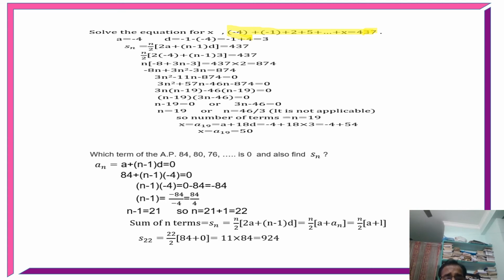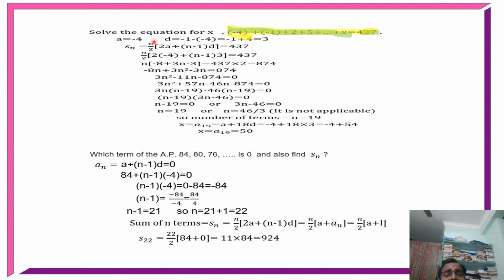Then we have to find whether we can do it in this way or not. The sum of all these terms is given as 437. We have to find the x value. To find the x value, we should know the n value. For that, what do we do?